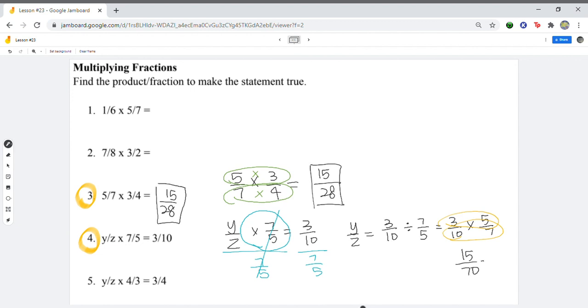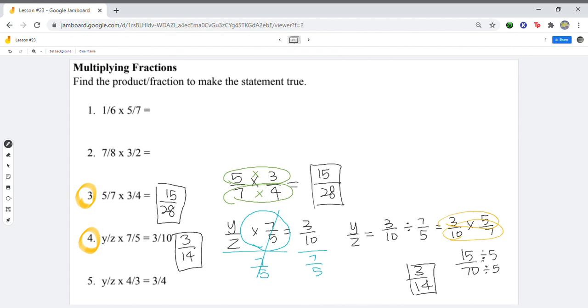Now we notice that it is not simplified all the way. To simplify it, I would like to divide both the numerator and the denominator by 5, which is a common factor between them. So 15 divided by 5 is 3, and 70 divided by 5 is 14. You should get 3 over 14 as your final simplified answer.